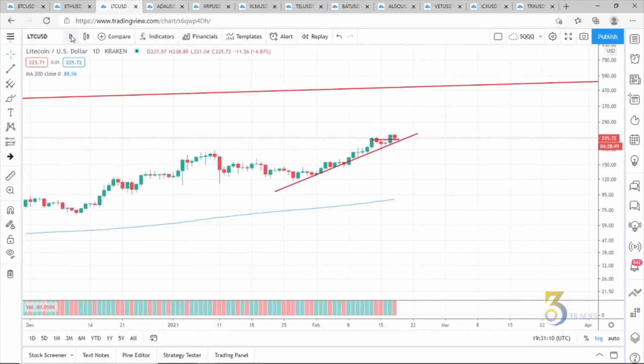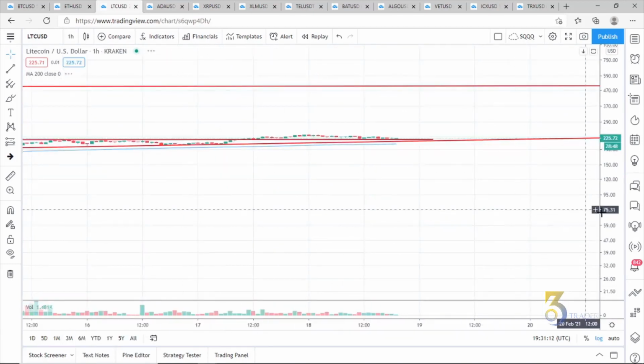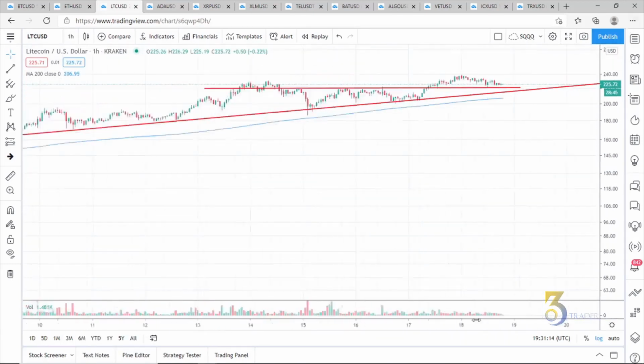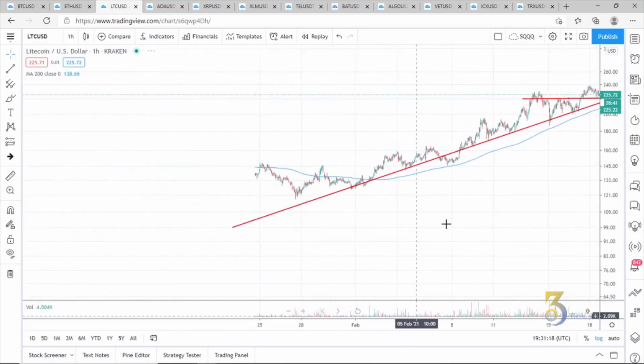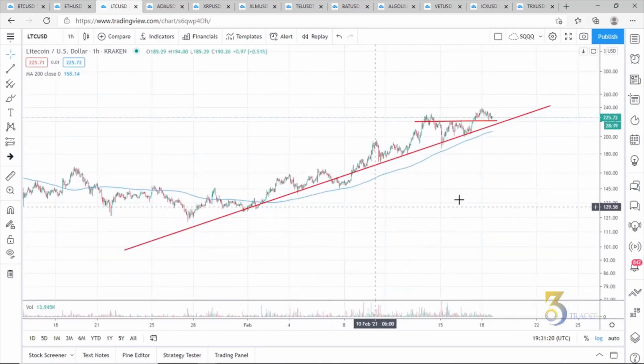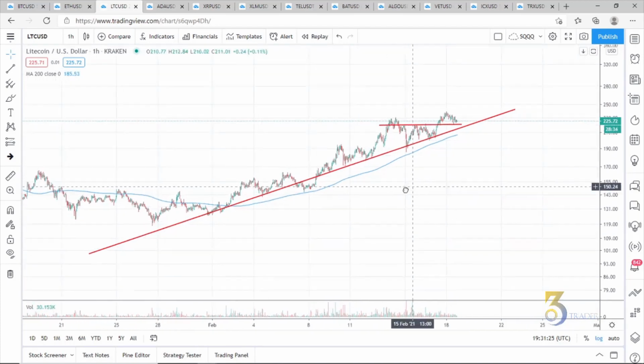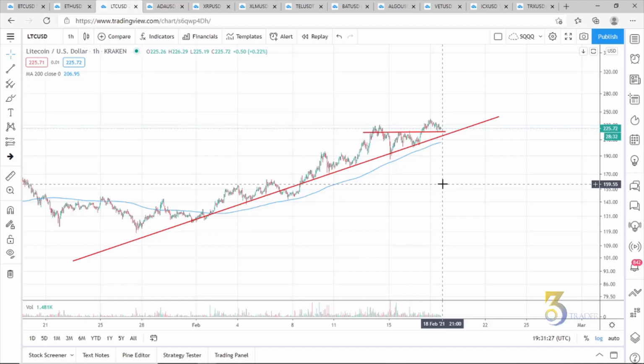But right now, it works. On the hourly, it works. That's what we drew. That trend line works on the hourly. That's an example of how a shorter term trend line can be used, but it's pulled back as far as it can be pulled back. So those longer term trend lines are more valid.